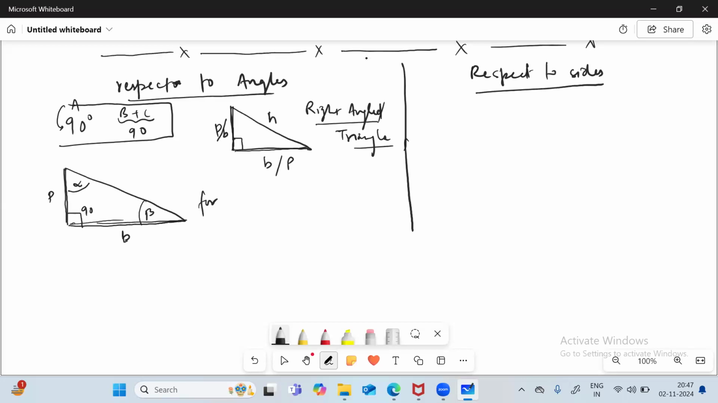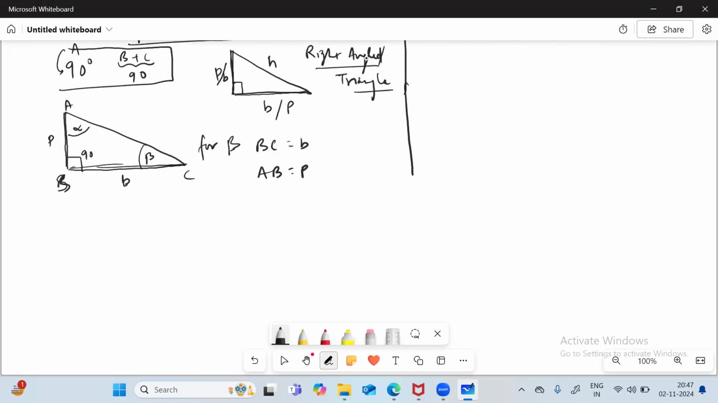For beta angle, ABC is the name of the right angle triangle. Then for beta angle, BC is base and AB is perpendicular. So whatever side is P or B, the result P square plus B square is equal to H square will hold true for all right angle triangles.